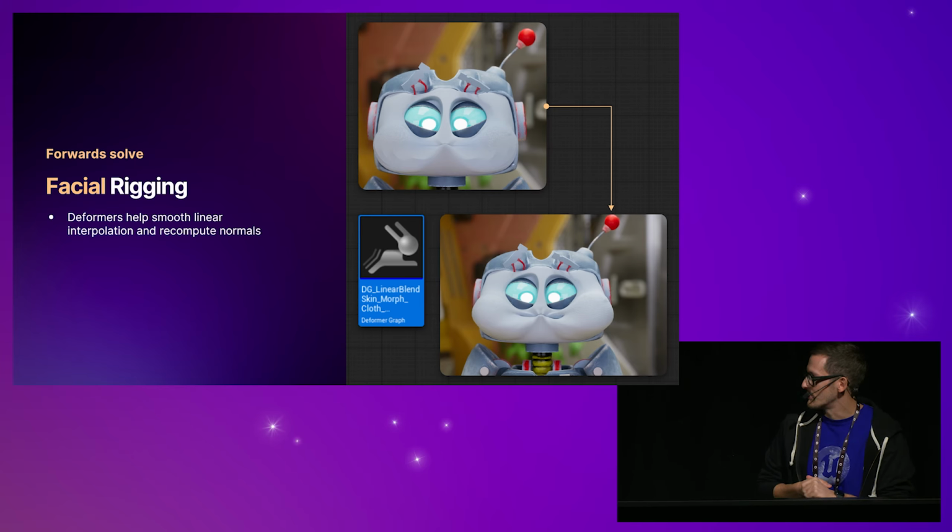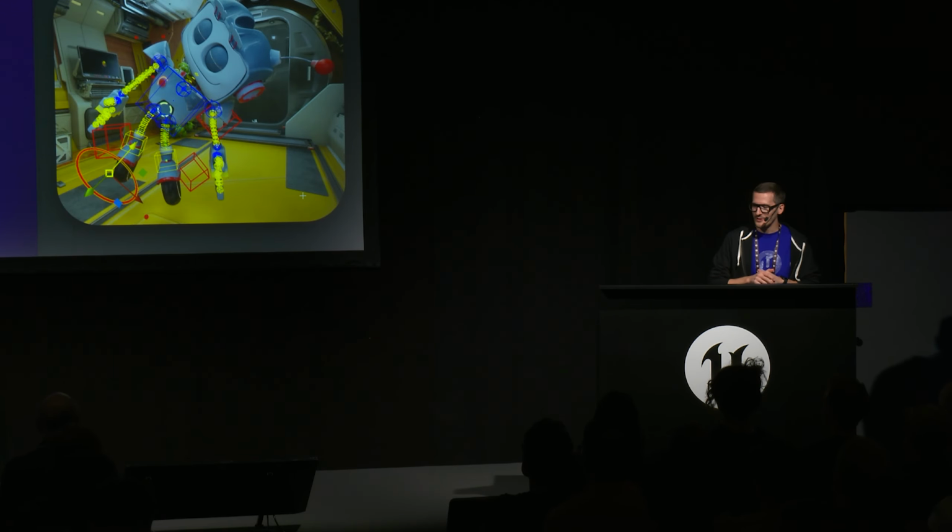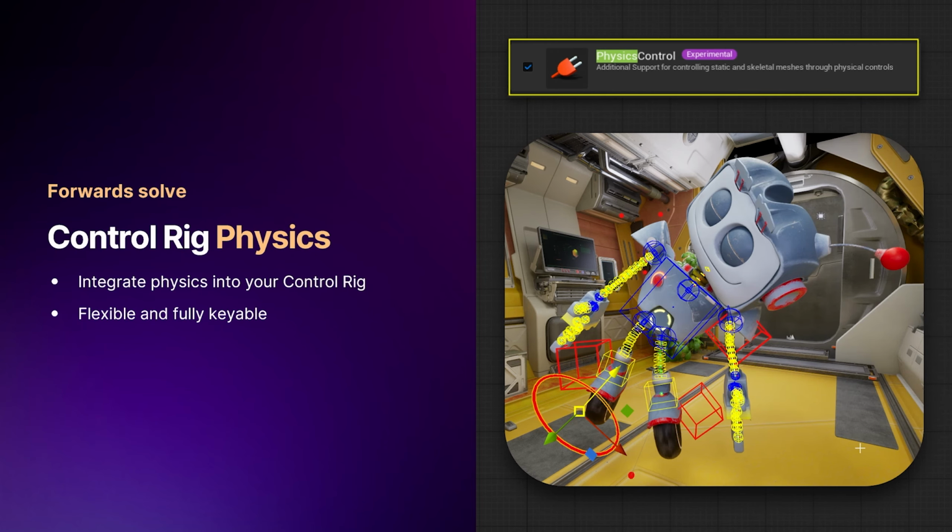So this is about facial rigging, but I also wanted to talk about another topic that I really love to implement in my rig, for example, Control Rig physics. This is new in 5.6, and we will keep continually improving the tools here. It's based on a plugin called Physics Control. I guess it's going to be Control Rig Physics soon. It's just bringing all the physics engine we have into nodes in Control Rig, so you can add it in an existing Control Rig.